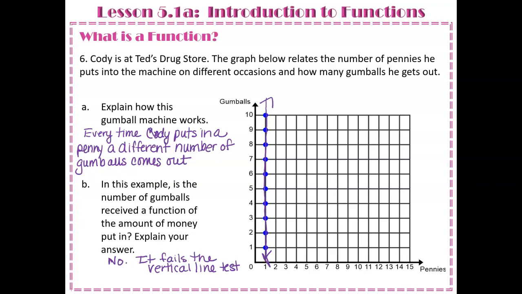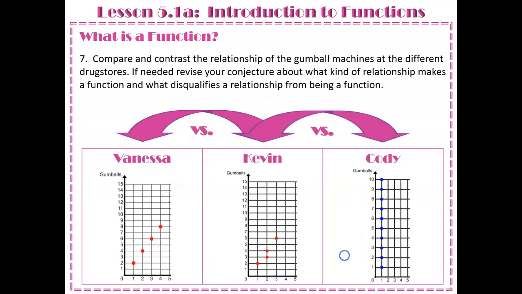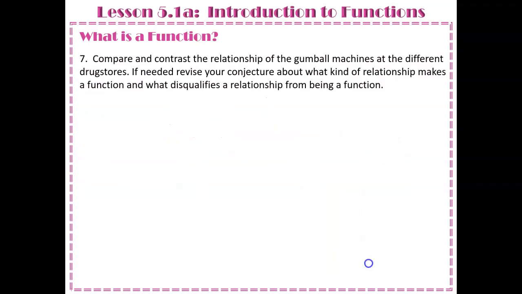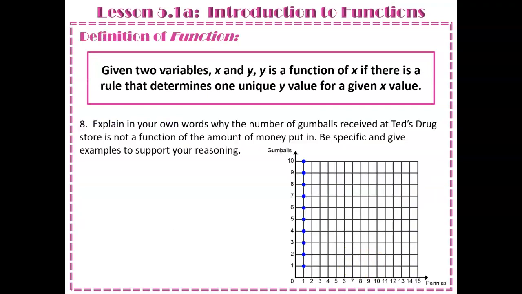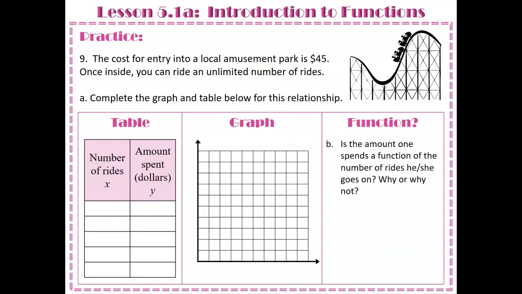All right, let's go to page 14. Skip on to page 14. All the way to number 9. Okay. The cost for entry into a local amusement park is $45. Once inside, you can ride an unlimited number of rides. So it's just like Great America, right? You just pay that one-time fee and then you can keep riding rides.